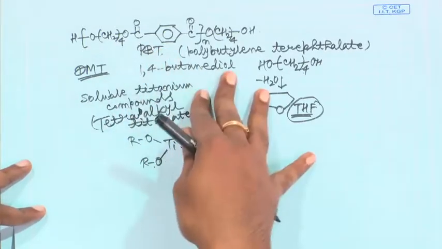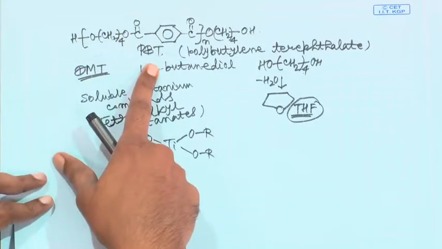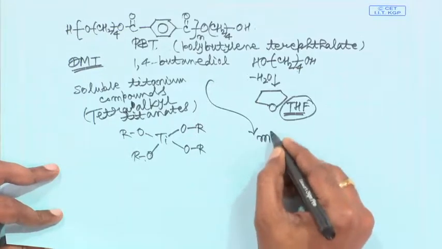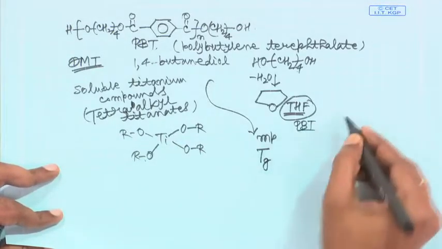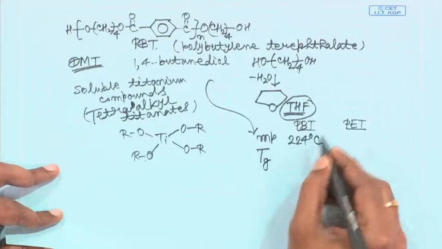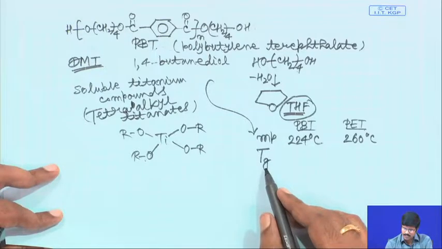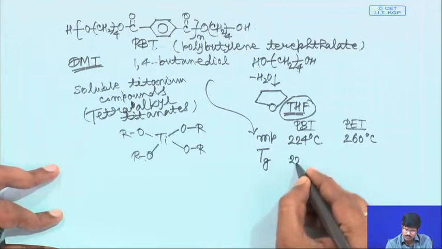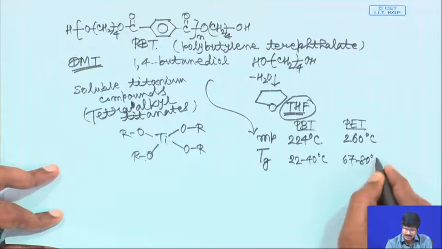Now, if you are looking at PET versus PBT, PBT has more flexibility because of these extra CH2 units, and of course, PBT is also less polar because of the presence of extra CH2 units. All these things combine to make sure that the melting point and the glass transition temperature of PBT are lower than PET. So, PBT melting point is around 224 degree Celsius, whereas the melting point of PET is around 260 degree Celsius. The glass transition temperature, the temperature above which the chains become mobile, is roughly 22 to 40 degree Celsius for PBT, and for PET it is around 67 to 80 degree Celsius.